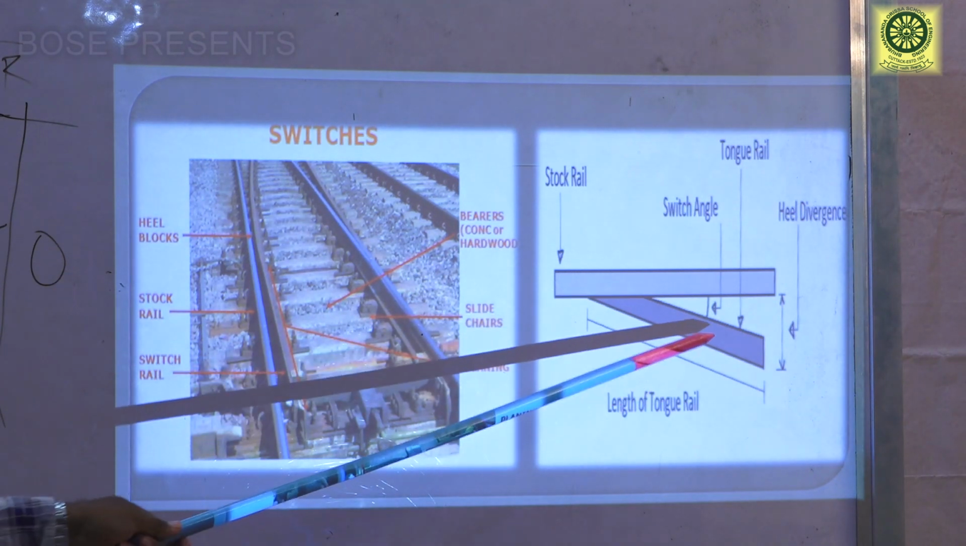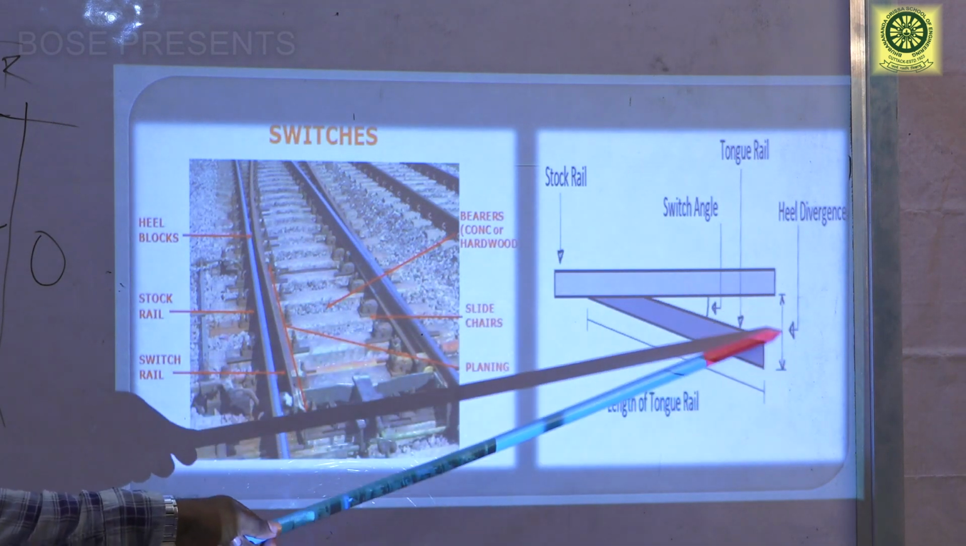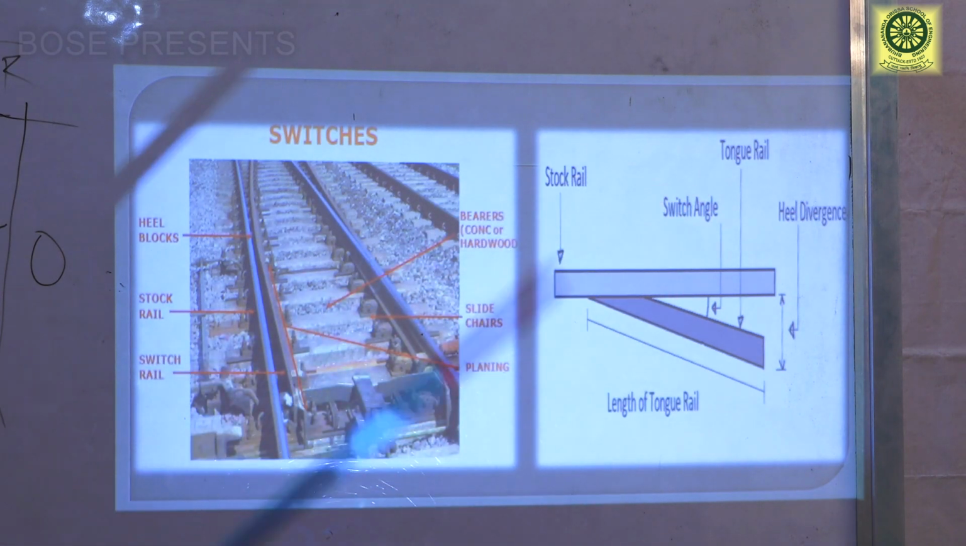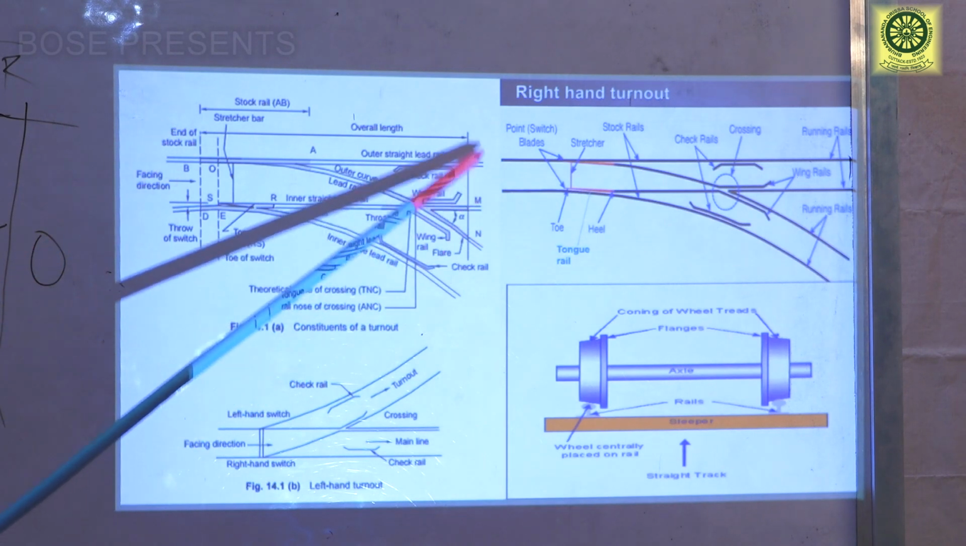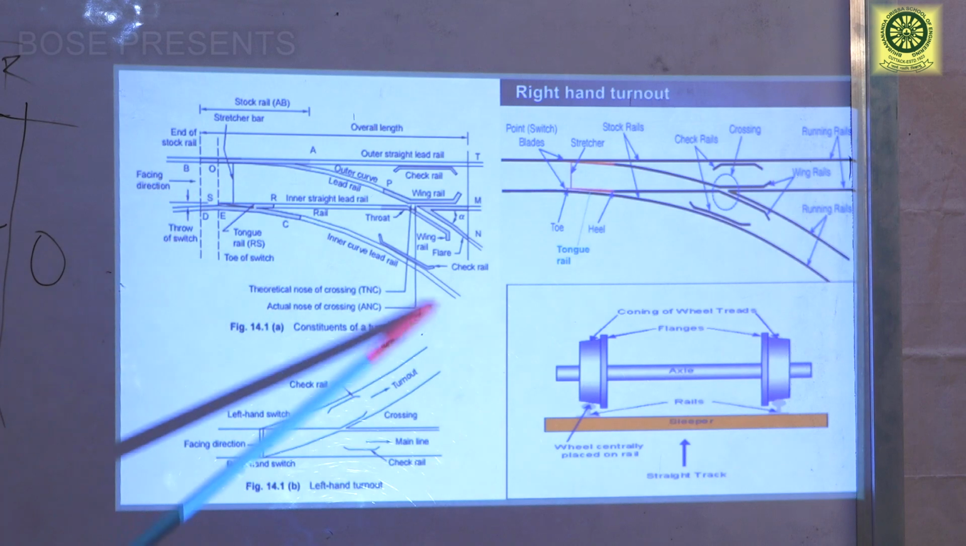Look at this. This is the length of the tongue rail. This is the heel divergence. This is the switch angle. This is the stock rail. Got it? Now look at this diagram. This is a turnout. It is a right hand turnout.